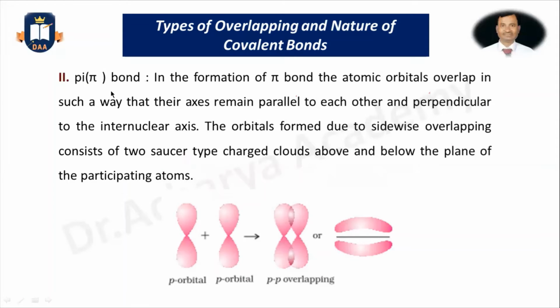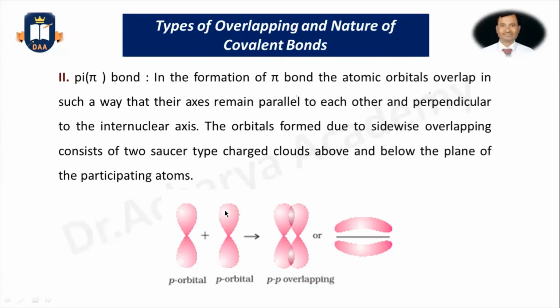Now we'll discuss the pi bond. Pi bond is different from sigma bond in that, in the formation of pi bond, the atomic orbitals overlap in such a way that their axes remain parallel to each other and perpendicular to the internuclear axis. That means side by side.